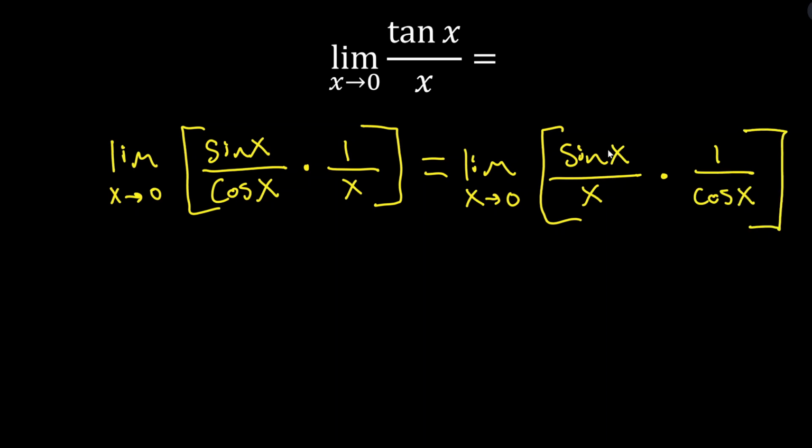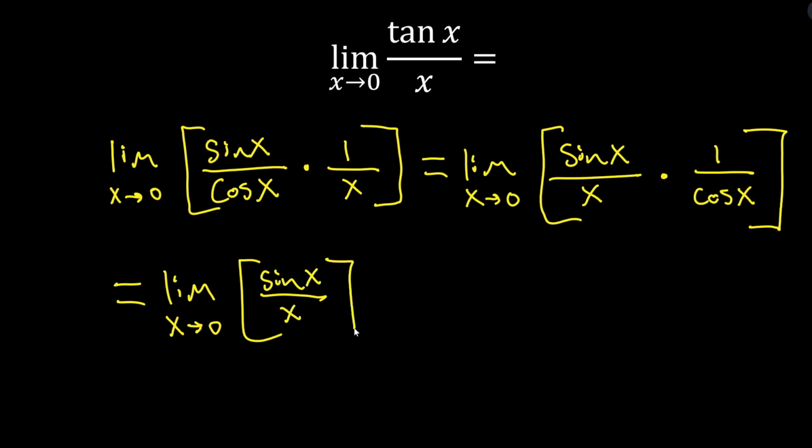And now here's what's cool. I have another product. The limit of a product is equal to the product of the limits. So I can rewrite this as the limit as x approaches 0 of sine of x over x times the limit as x approaches 0 of 1 over cosine of x.